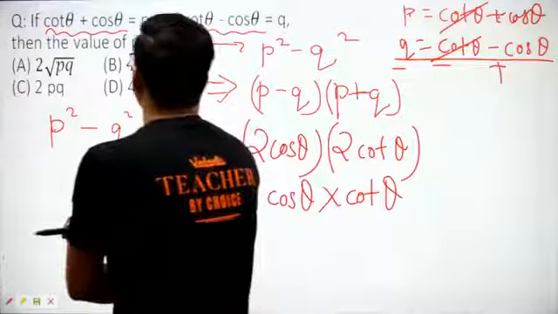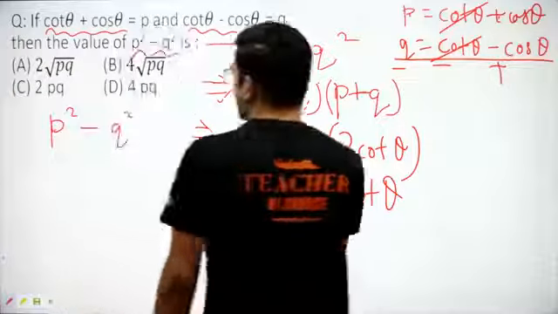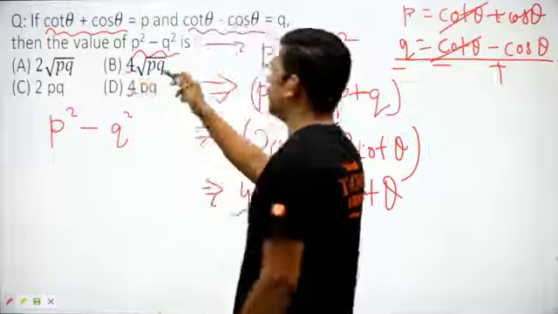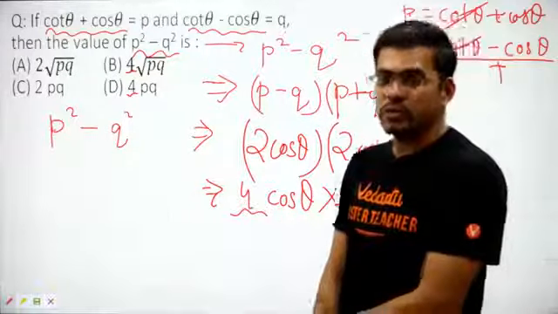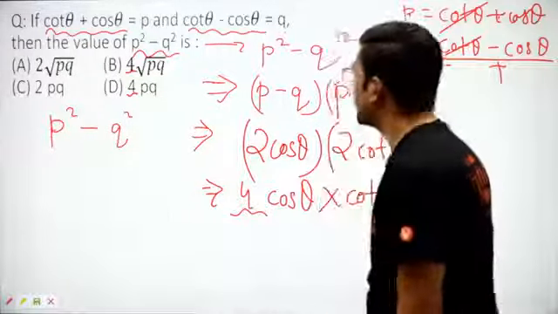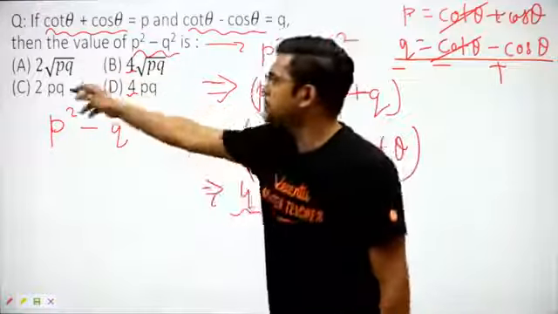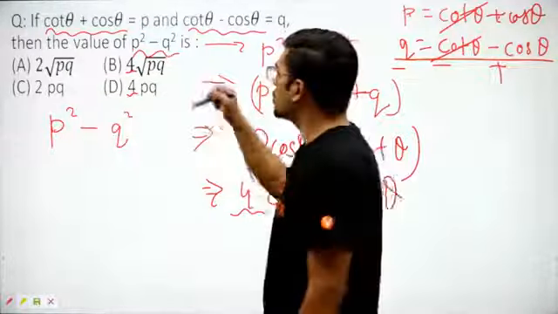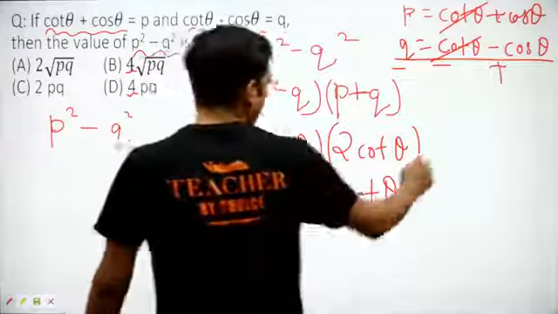Now we have got options here as P into Q. See, we are getting 4, so there are two options for 4, but one is P into Q and one is root under P into Q. Now which option to go with? I will tell you which option to go with. One thing is clear, that in all the options P and Q are multiplied. So what we should do is simply multiply P and Q. So I'll write it here.